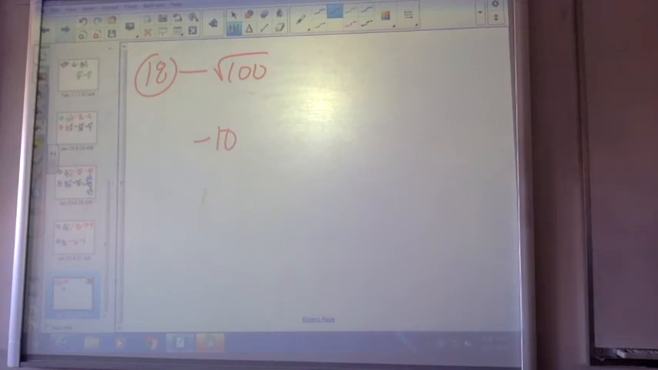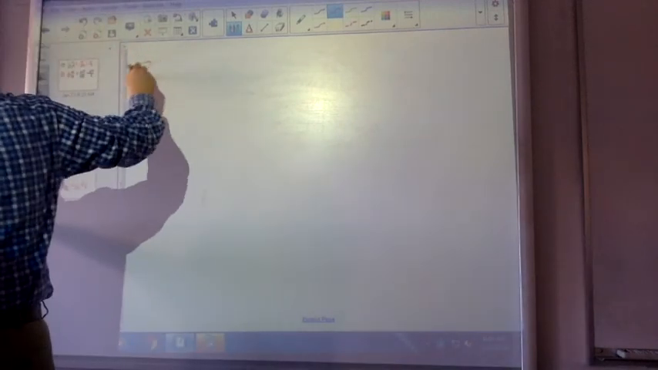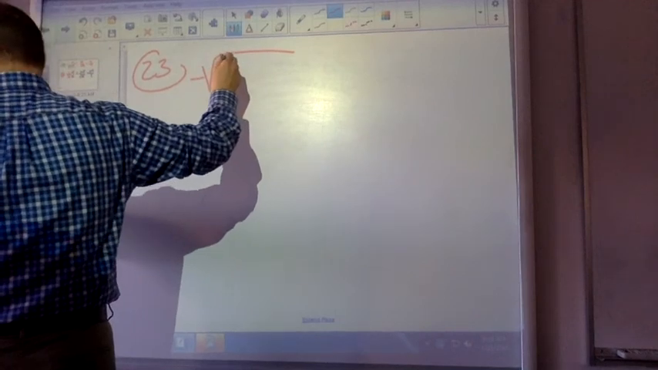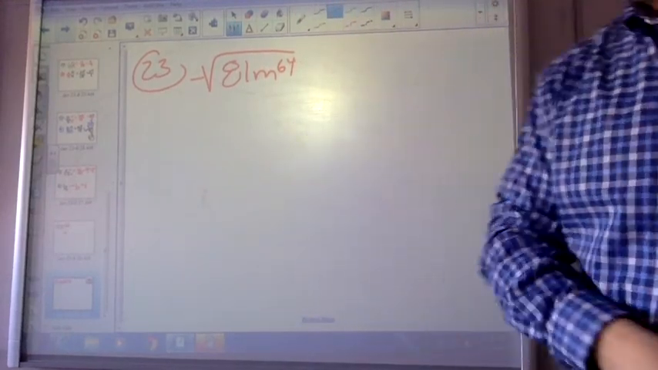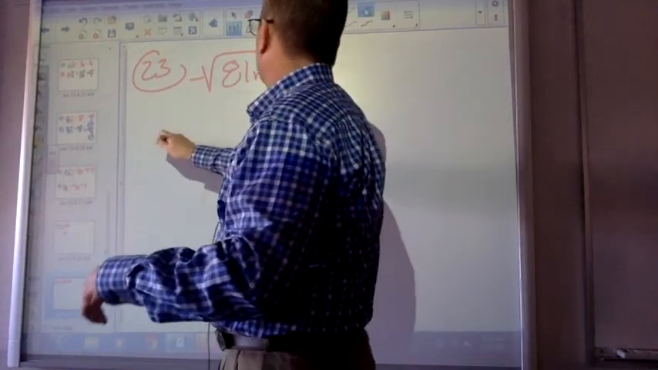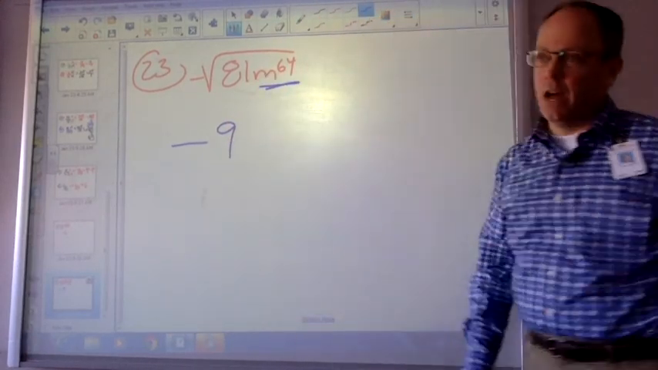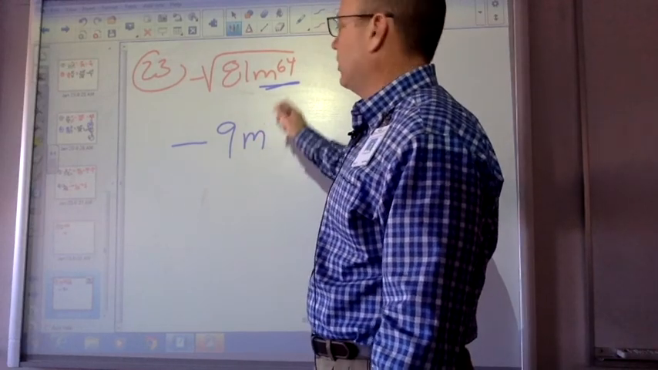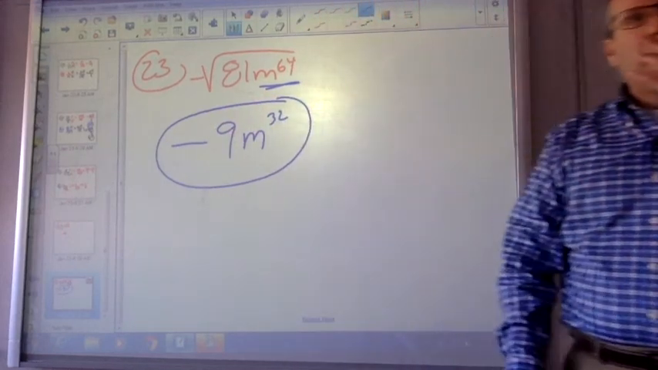Yeah. 23. Number 23. I have a negative out front. 81 m to the 64. Okay. So the answer is going to be negative. There's the negative out front. Square root of 81 is 9. This is a perfect square because it's an even number, right? So what's half of 64? 32. So the square root of m to the 64 is m to the 32. So that's my answer. You want to do square root of 64?